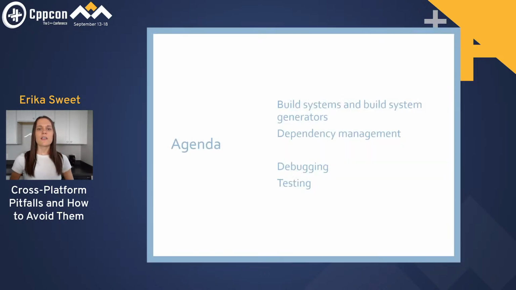I've split this talk into 4 sections or stages in a development workflow, starting with build systems and build system generators, dependency management, debugging, and testing. I'll also be showing 2 demos that showcase some of the tooling my team has been working on in the past year, like VC Package and Visual Studio's CMake support.